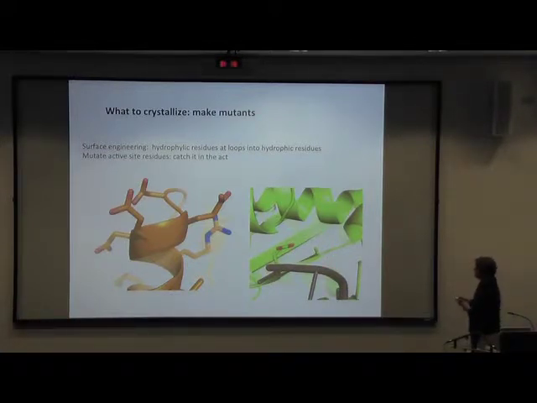So in this case, this is an exonuclease. They mutated this glutamate into an alanine, which allowed them to co-crystallize the DNA.